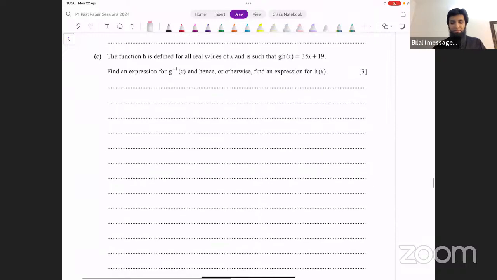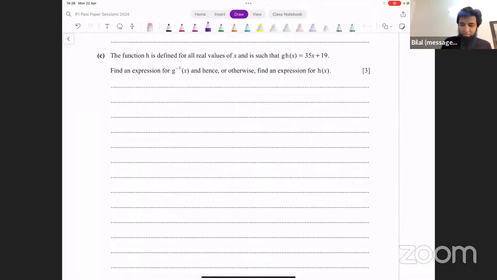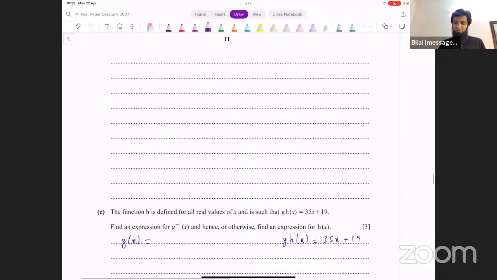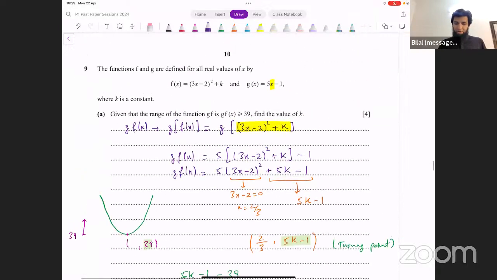Now, in the next part, it says the function h is defined for all real values of x, and it's such that gh of x is 35x plus 19. This is what we're given. Find an expression for g inverse, and hence or otherwise find an expression for h of x. Now, how do you deal with problems like these? You've got the function g of x. What was g of x? g of x was 5x minus 1.